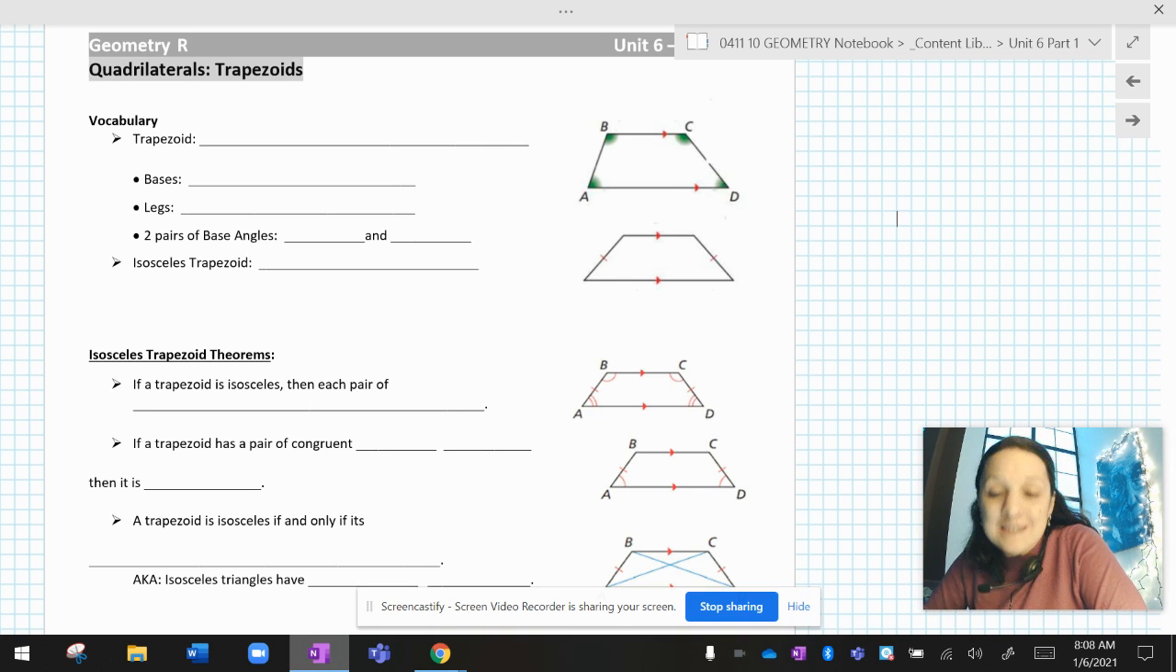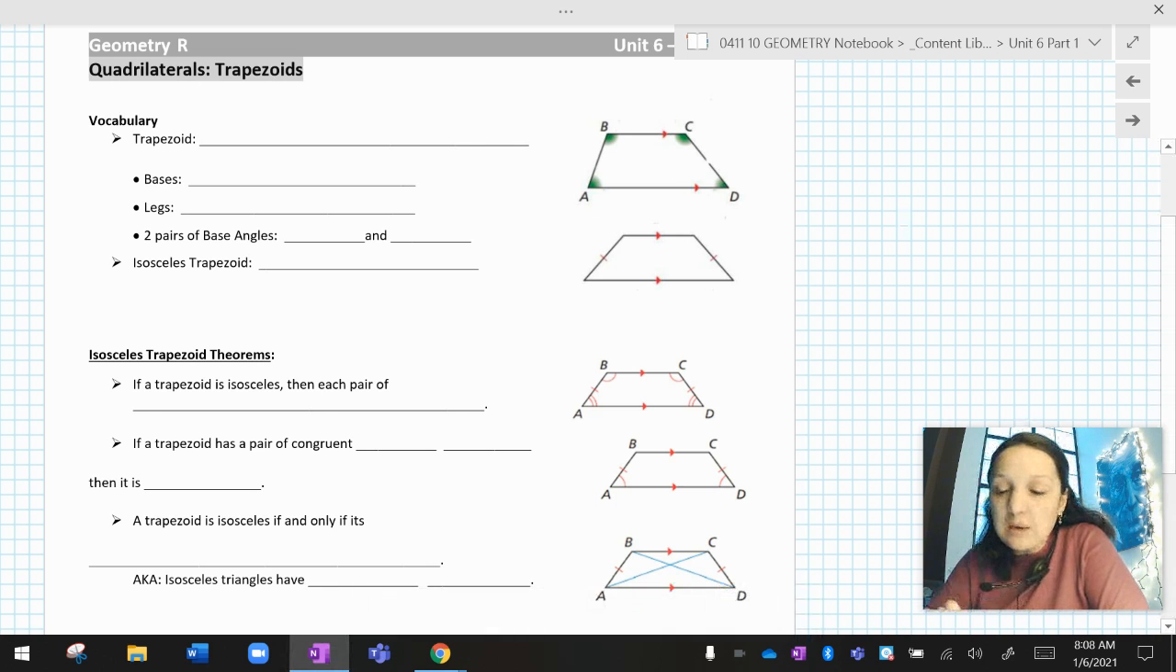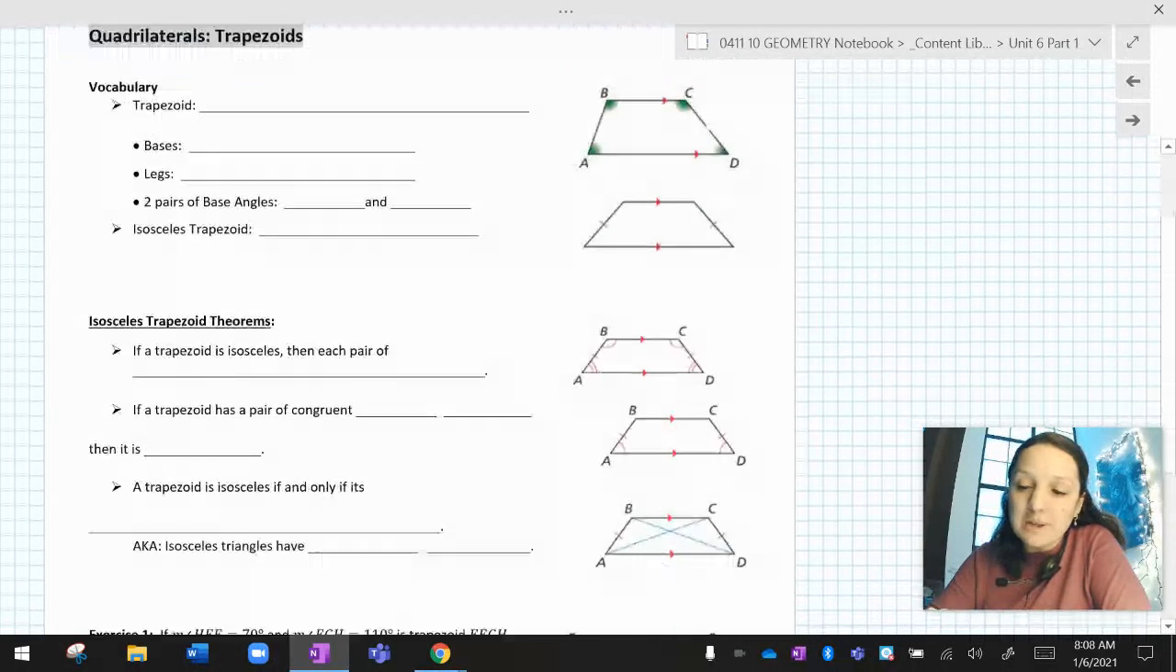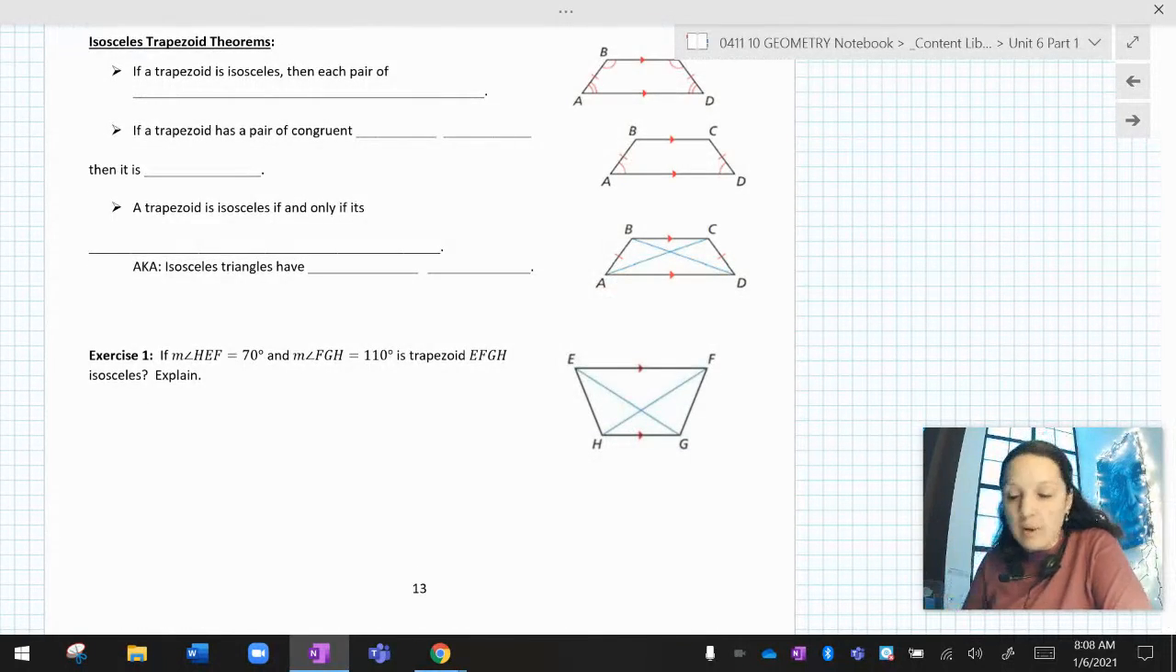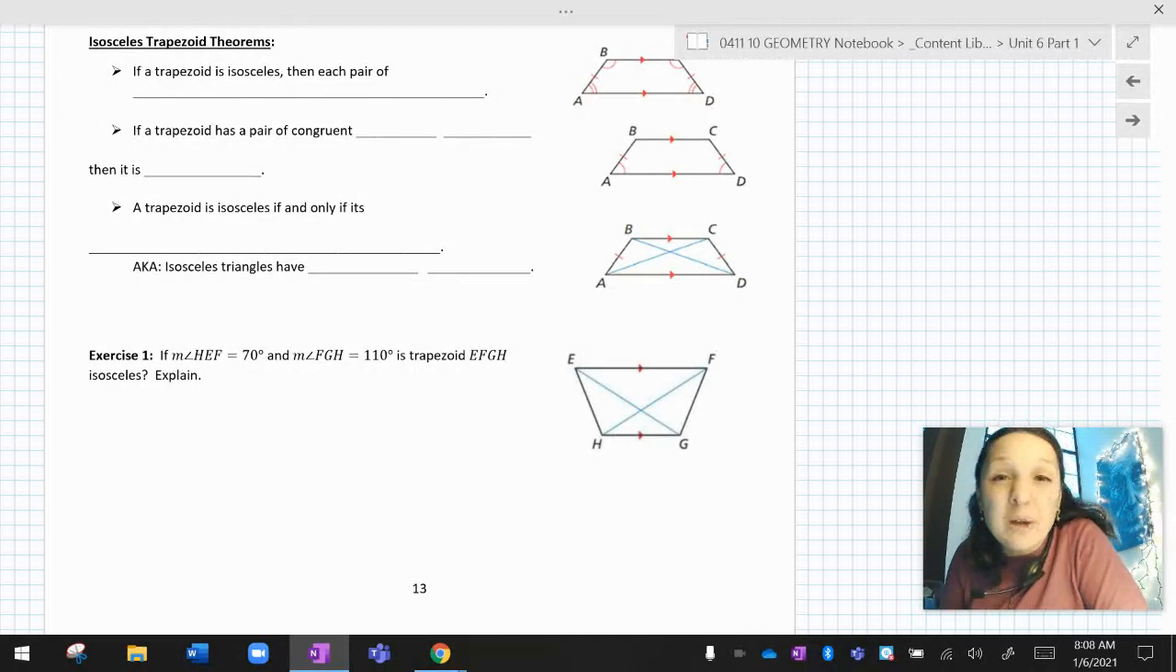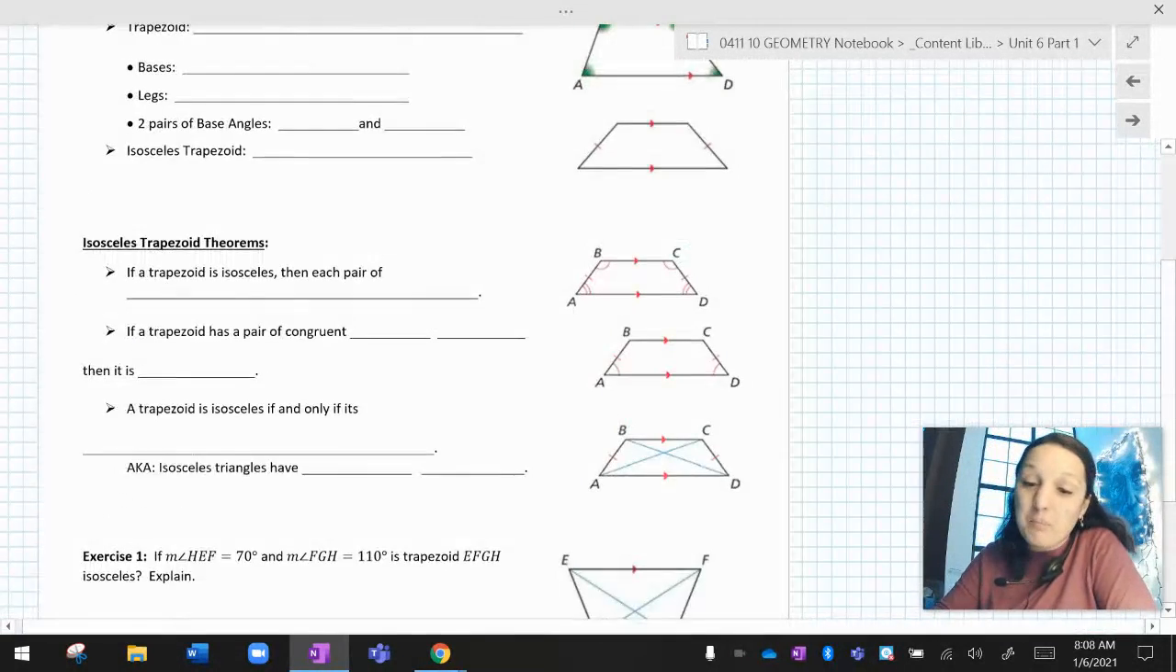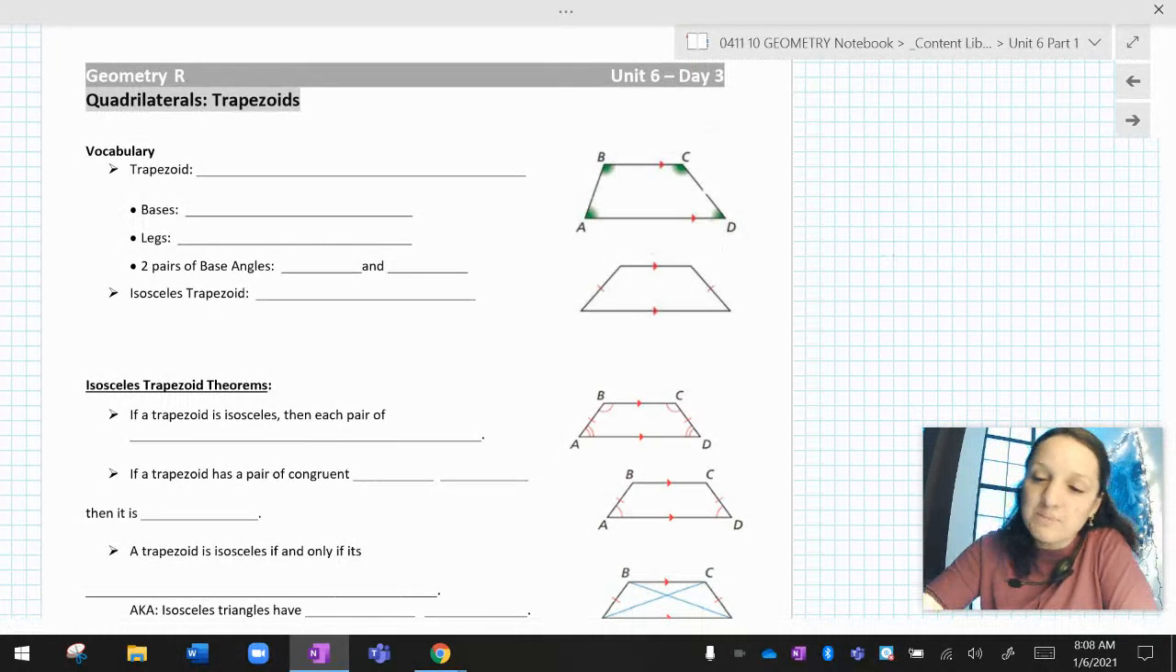Hello, geometry friends. Today we are going to talk about trapezoids and some of the rules for trapezoids. So let's get moving. We are on day 3 of Unit 6, probably, which is currently on page 13 in your packet. But if I decide to use this video again, those two things might not be true. But it's still a video about trapezoids.